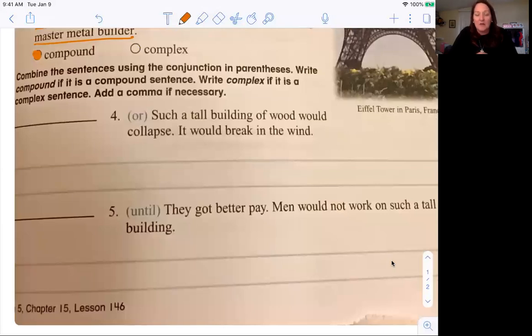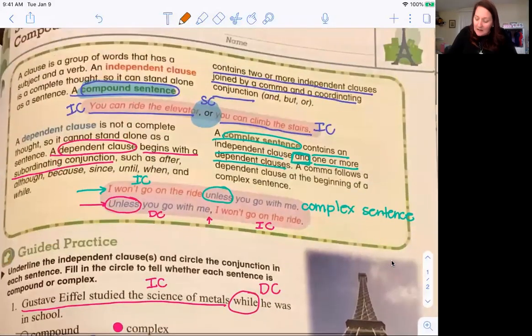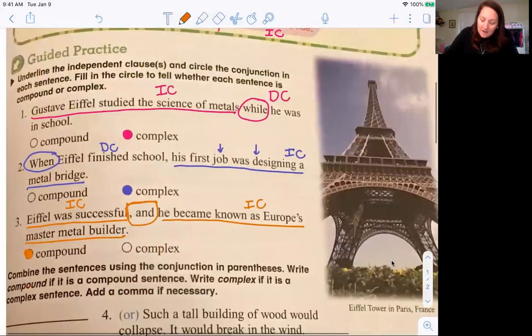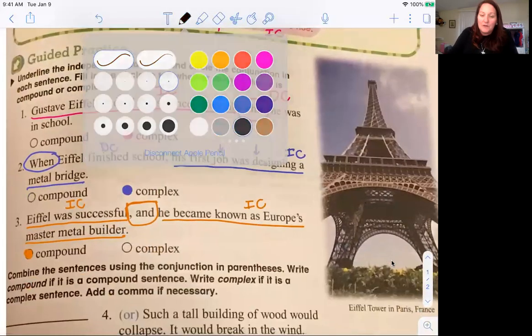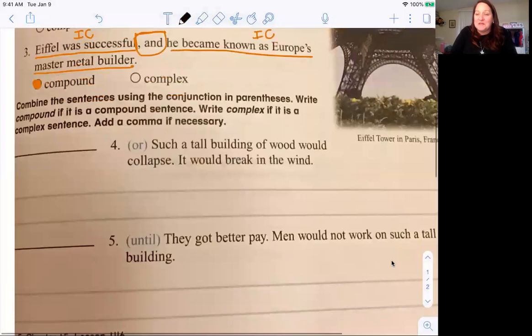Okay, let's look at what we have. We have such a tall building of wood would collapse. It would break in the wind. What do you think? Are those 2 independent clauses? I think so. Could we join them with comma or? Is that an option? Let's see. Yeah, look, we can join them with comma or. That is an option. So let's go ahead and do that. If you got something different, hold on to it and we'll go over it with you, then we'll see how correct it is. Okay, remember, practice. Practice makes progress, and that's what we're making today.